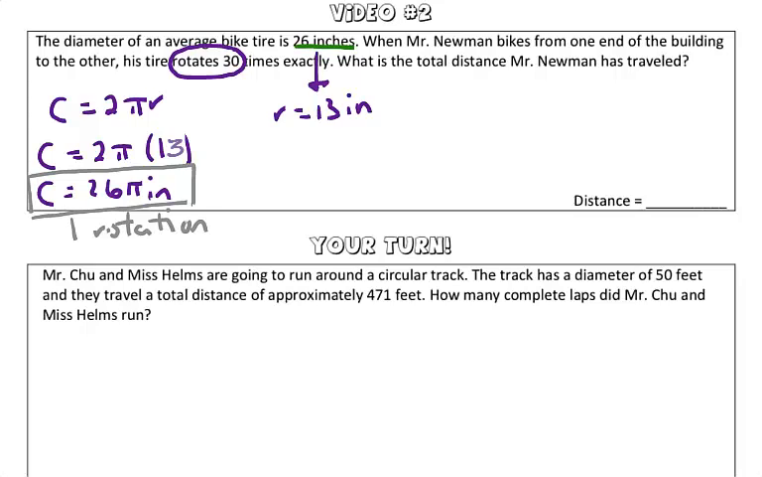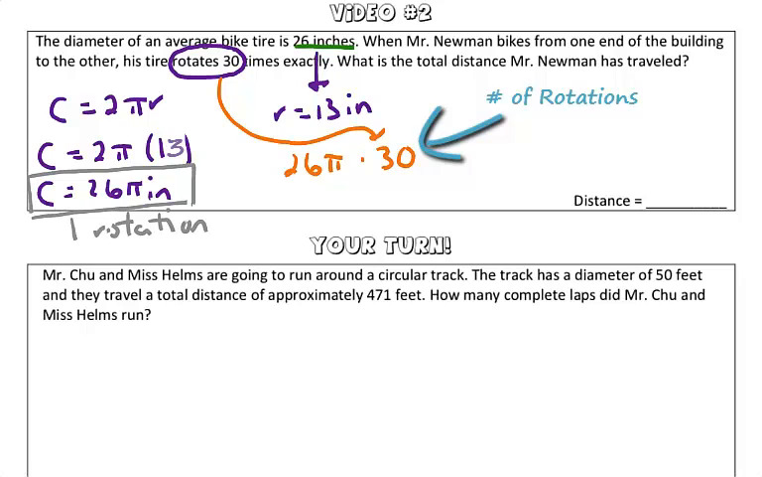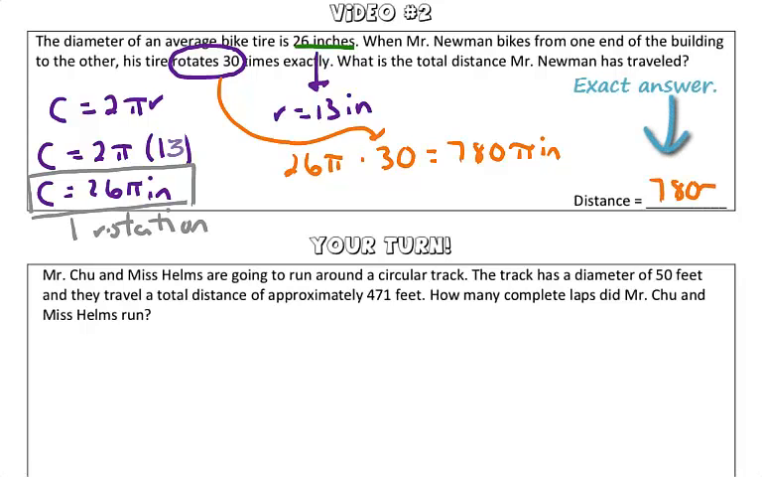So what we need to do is take this one rotation of 26 pi, and now multiply it by our 30, because his tire rotates 30 times. So we multiply 26 pi times 30, again, just keeping it exact for the time being. We get 780 pi inches. So an exact answer for the distance that he has traveled would be 780 pi inches.